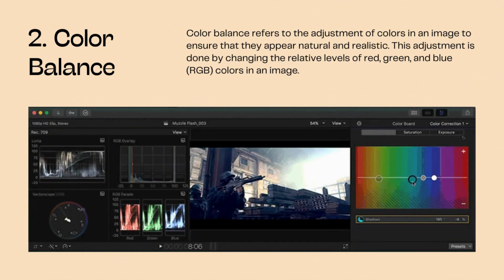Let's proceed to the next one, color balance. Color balance refers to the adjustment of colors in an image to ensure that they appear natural and realistic. This adjustment is done by changing the relative levels of red, green, and blue, or RGB, colors in an image.